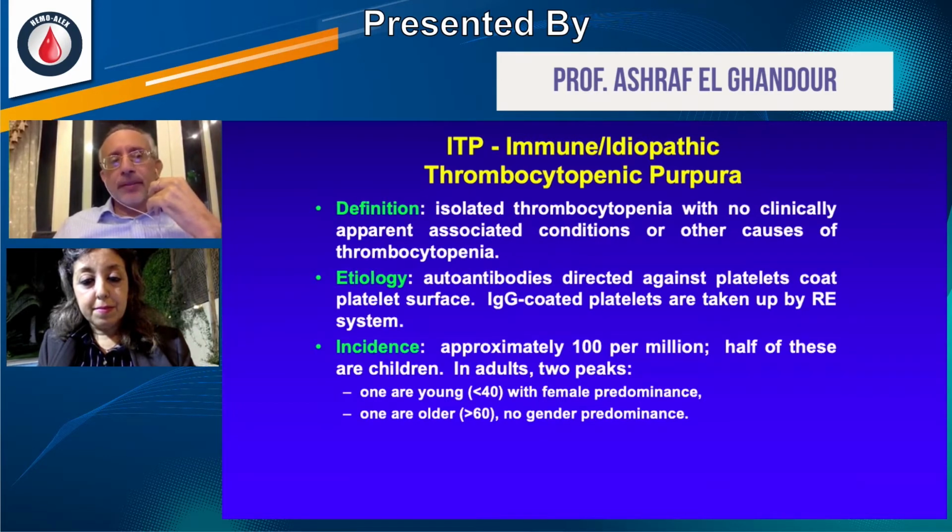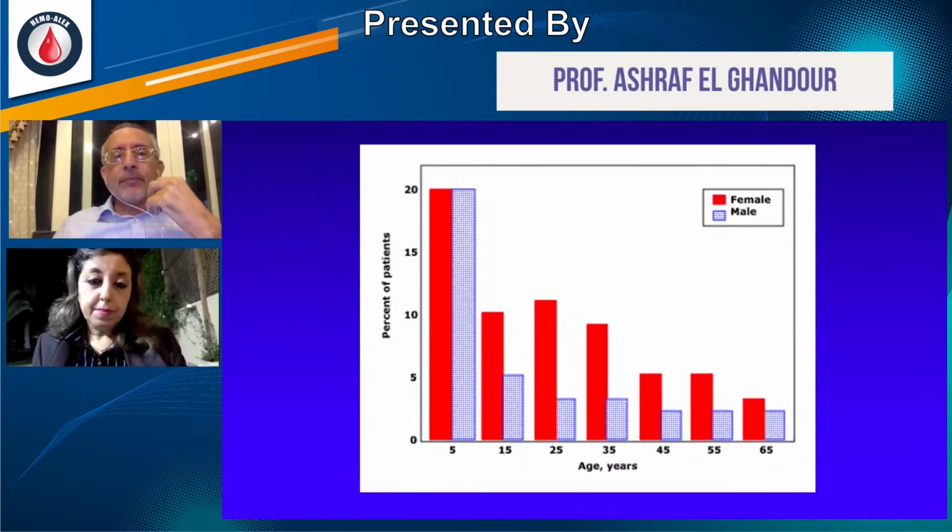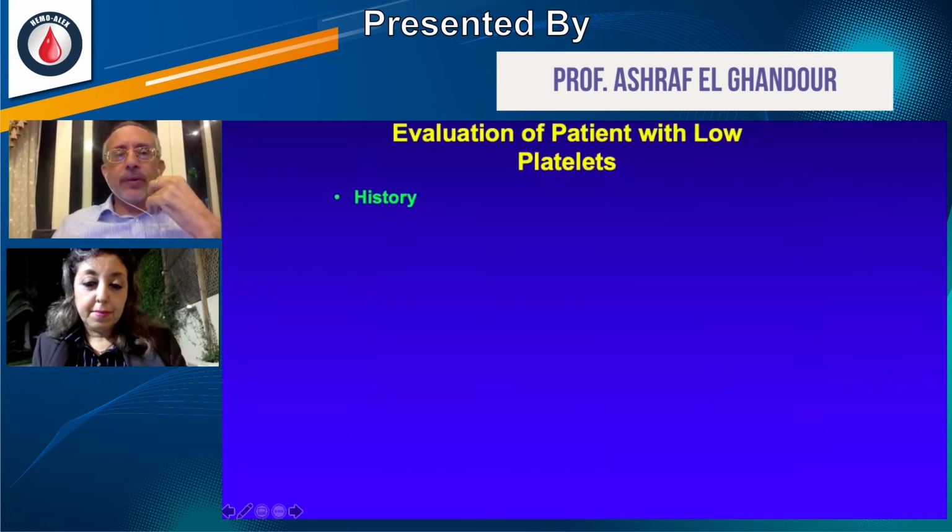In adults, there are 2 peaks. We can see it below the 40s or above the 60s. Below the 40s, it's more in males. Above the 60s, no gender predominance. This is a bar chart with the different ages, and as we can see from here, it's 15 years old or 25 years or 23 years. It's predominant in females, and then it's equal for both sexes.